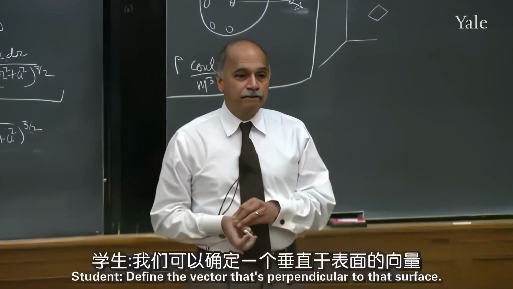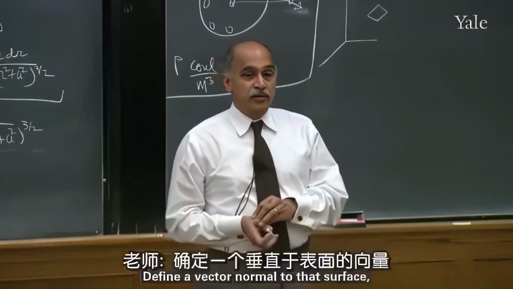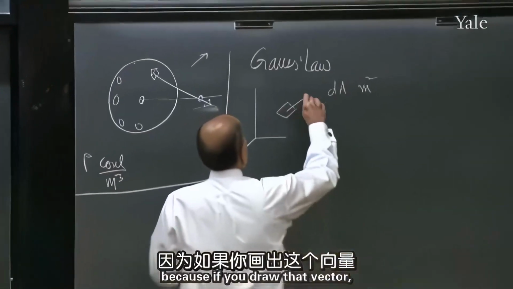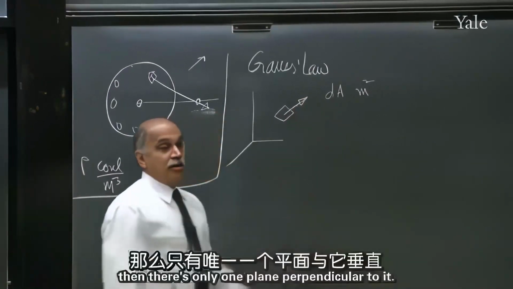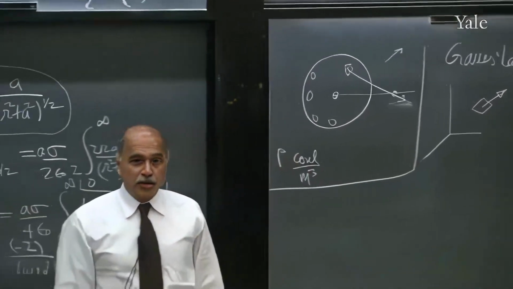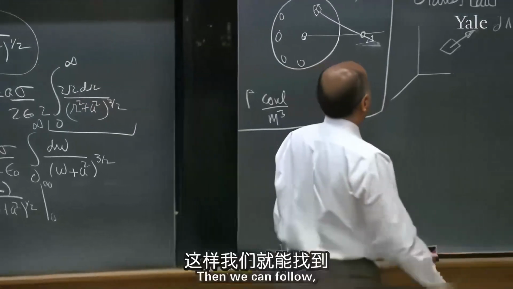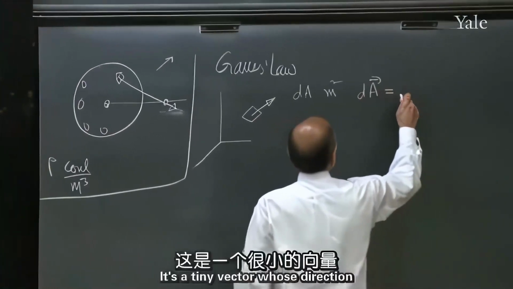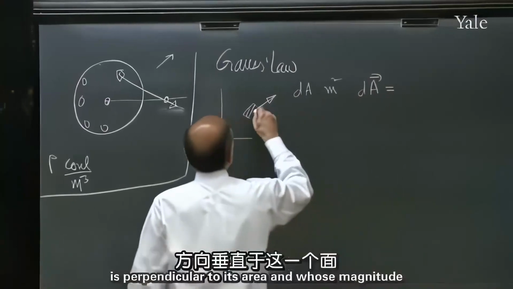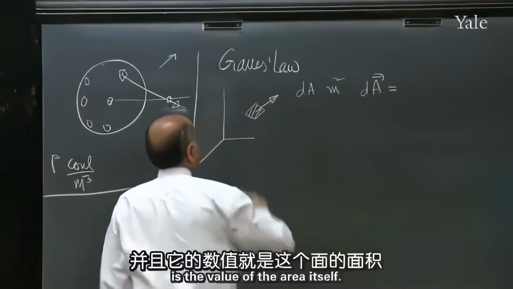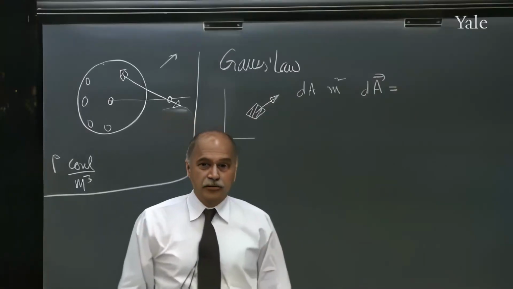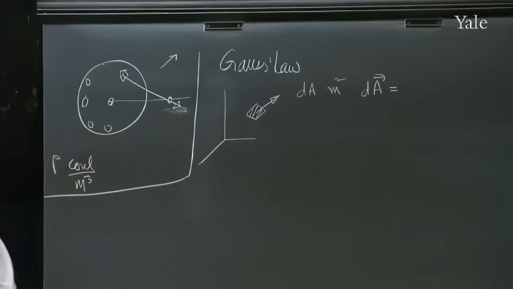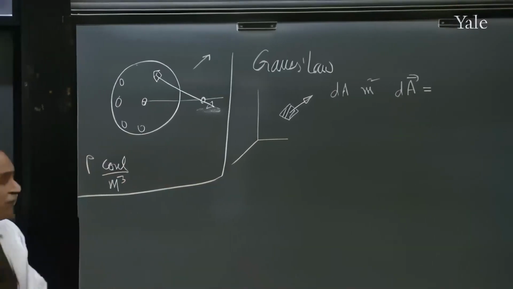Yep. Define a vector perpendicular to the surface. Define a vector normal to that surface. Because if you draw that vector, then there's only one plane perpendicular to it. Then we can form a vector dA, which is a tiny vector, whose direction is perpendicular to its area and whose magnitude is the value of the area itself. So areas can be associated with vectors. You may not have thought about it that way, but you can by this process.